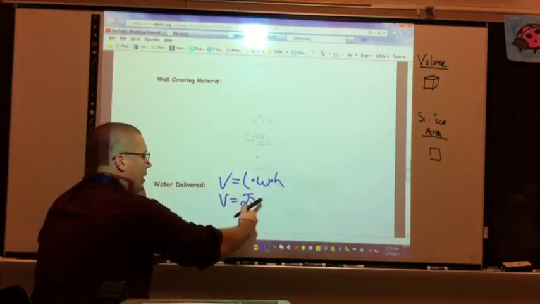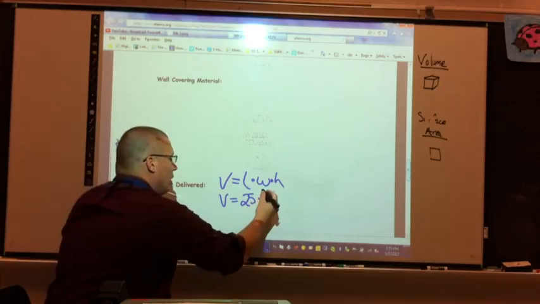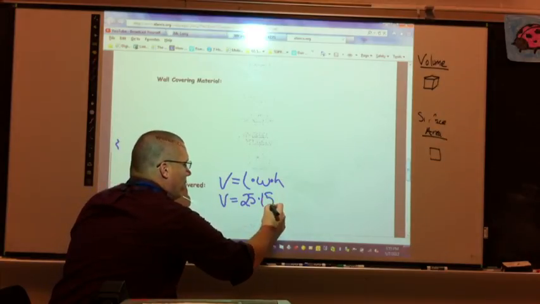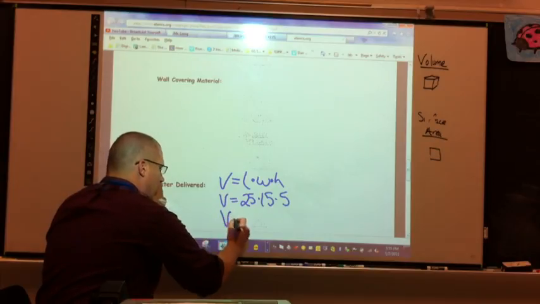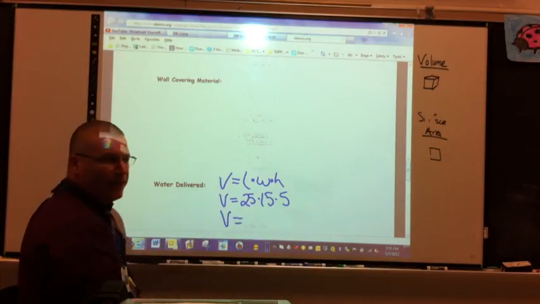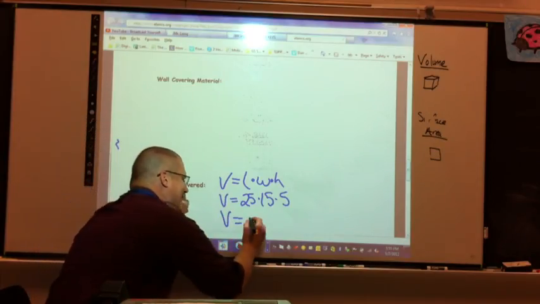Volume, length times width times height. 25 is my length. 15 was my width. Height was 5. So let's do some calculating. Volume is 25 times 15 times 5, 1875.